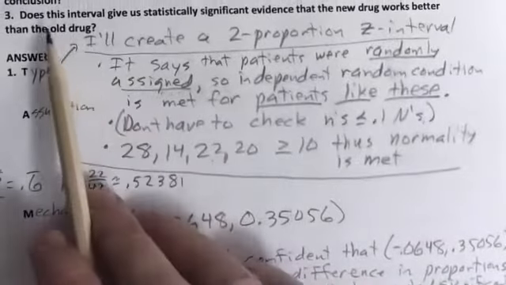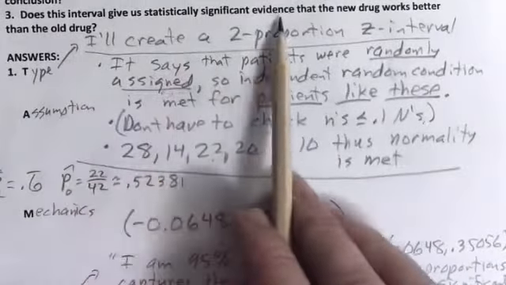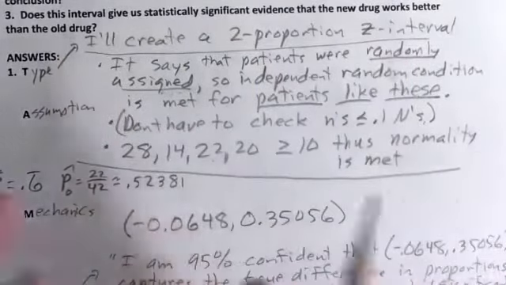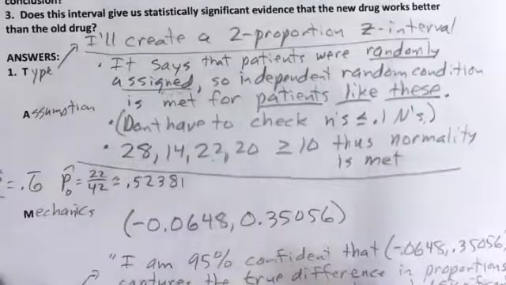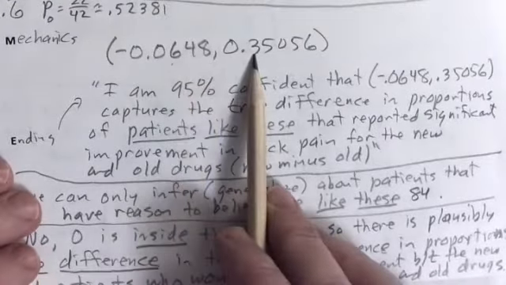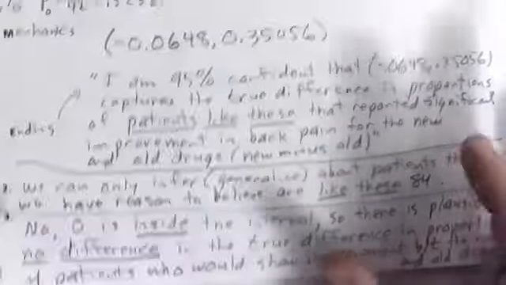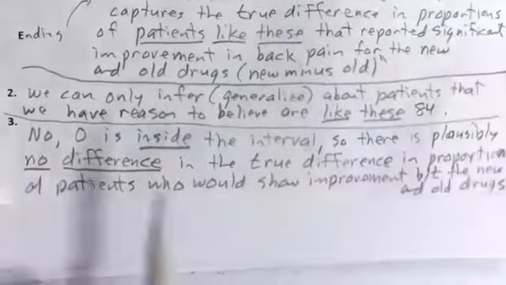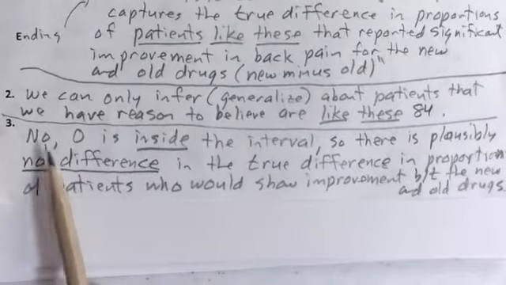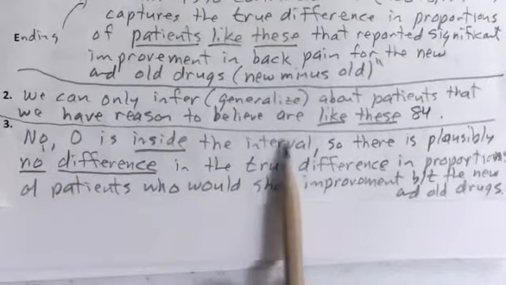And then lastly, does the interval give us statistically significant evidence that the new drug works better than the old drug? In other words, is 0 in the interval, so to speak? You'll notice 0 is in the interval. You got some negative values, some positive values. So there's plausibly no difference in the treatments. So we would say no. Make sure and answer the questions being asked. No. All right. 0 is inside the interval.